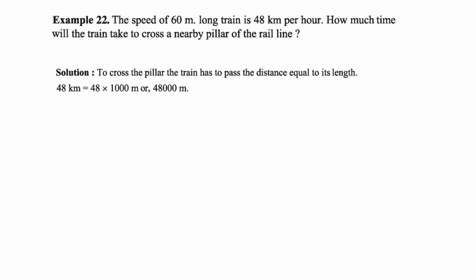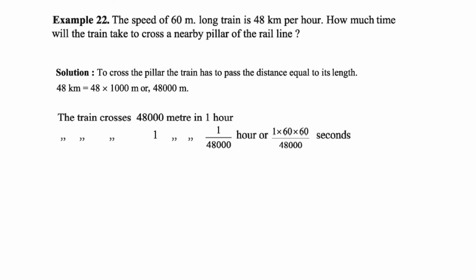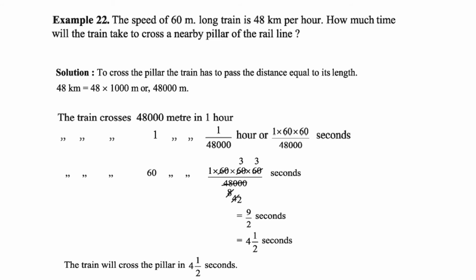To cross the pillar, the train has to pass the distance equal to its length, because the length of the pillar is negligible, and 48 kilometers is equal to 48,000 meters. The train crosses 48,000 meters in 1 hour, and the train crosses 1 meter in 1 over 48,000 hour, or 60 times 60 divided by 48,000 seconds. Now the train crosses 60 meters in 4.5 seconds. The train will cross the pillar in 4.5 seconds. That's the answer, because when the train is crossing that pillar, it crosses 60 meters, right? That's the easiest problem.